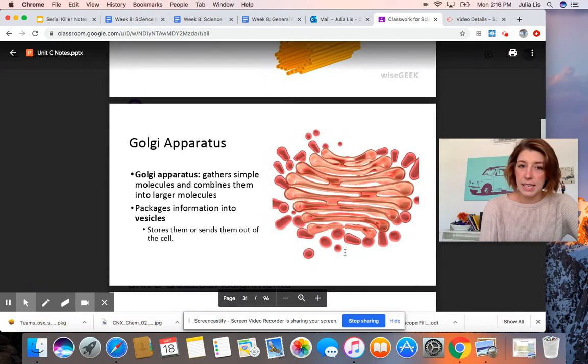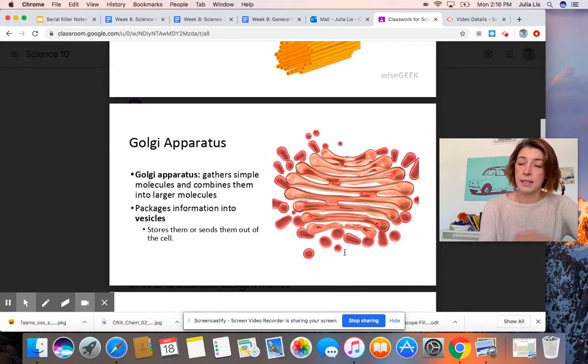Golgi apparatus, I'd like you to think of this as kind of like your post office. So the Golgi apparatus gathers and collects materials and molecules and information, and it creates these nice little packages of all that stuff, and it packages them into what we call vesicles. And so think of this kind of as like a winding packaging system. And then at the end of the system, you get these nice packages called vesicles.